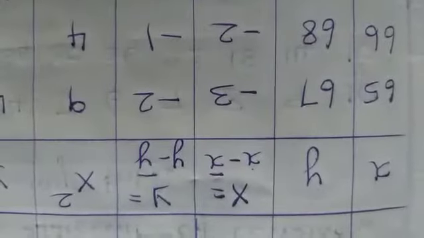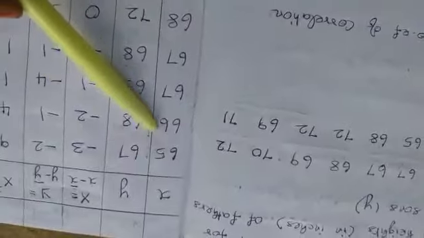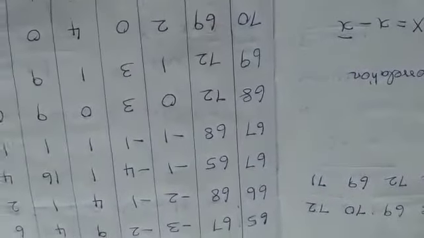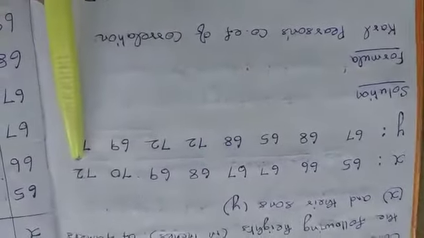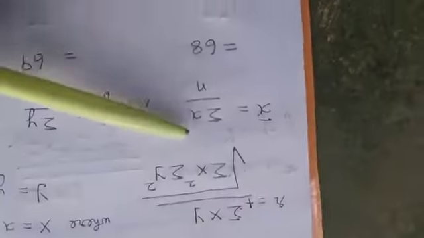Next, you have to find capital X. So what is capital X? X minus x bar. So what is x bar? X bar is the arithmetic mean. You have to add all the values of x and divide it by the number of x values. So 1, 2, 3, 4, 5, 6, 7, 8. So the addition of all these values divided by 8, that is the value of x bar.